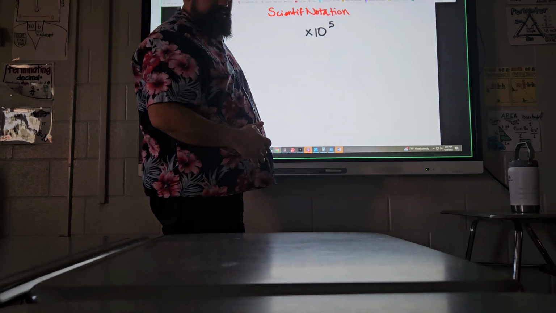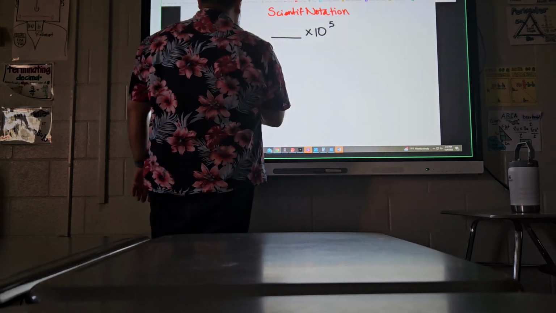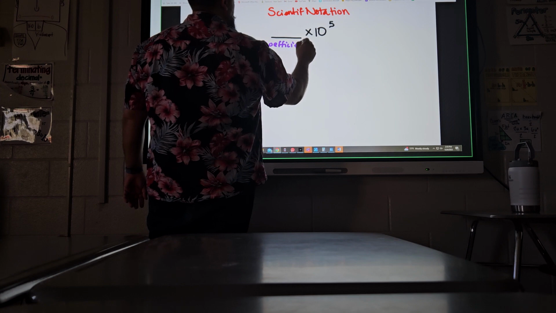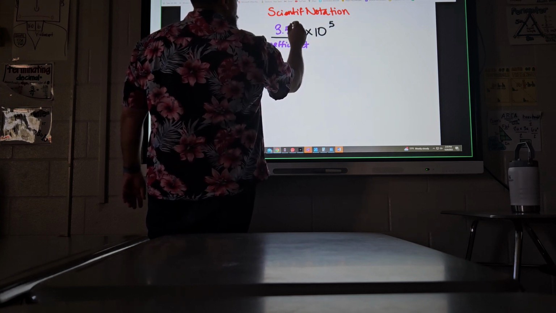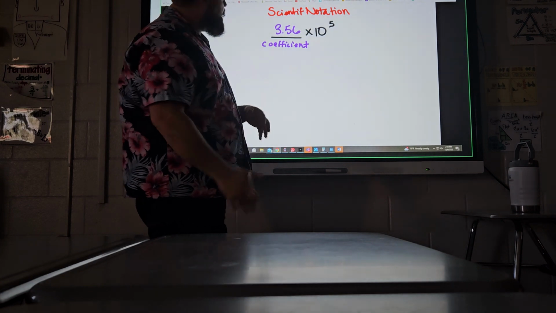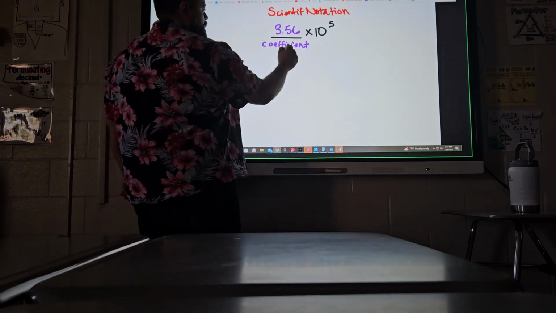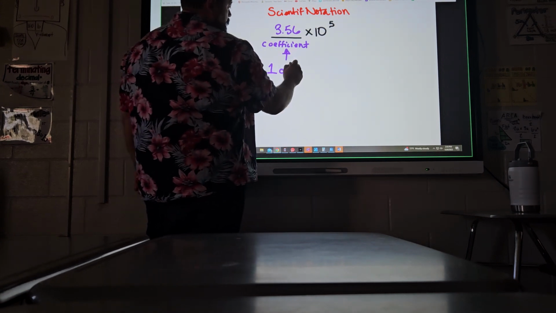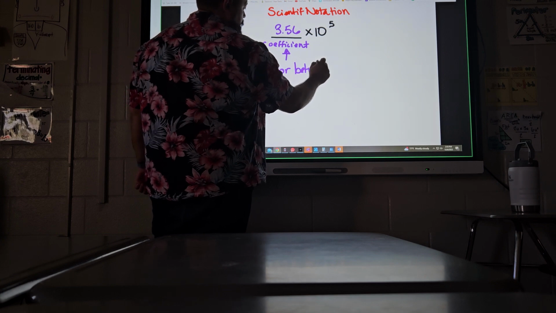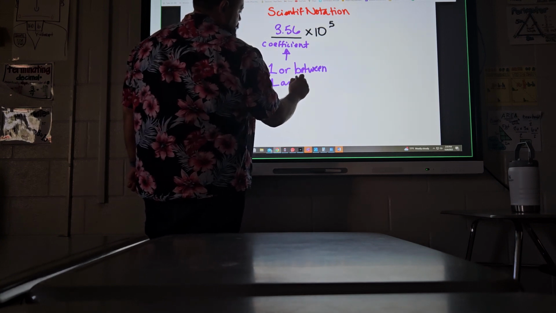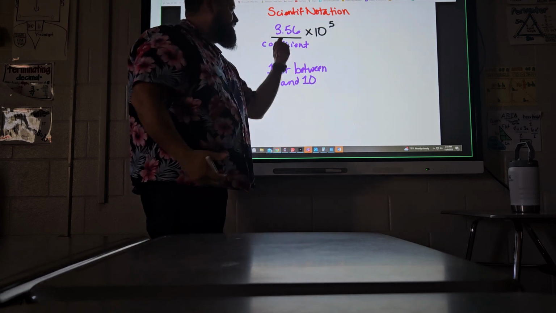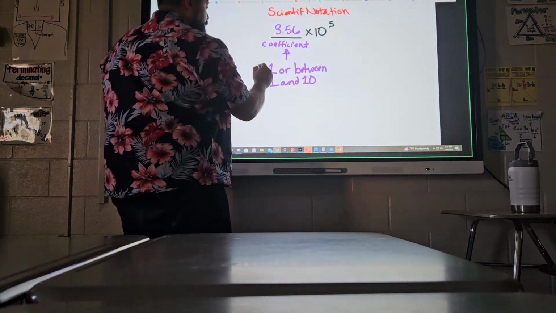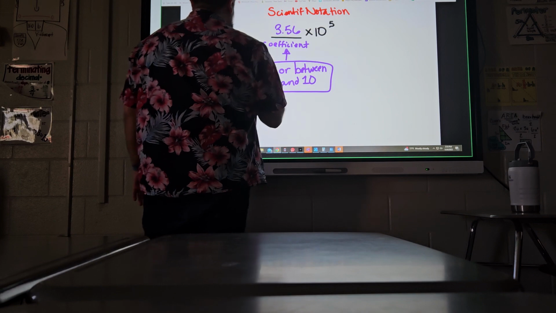Now, something we need to know about this scientific notation is the coefficient. For example, the coefficient is this, 3.56. This has to follow the rule that this number will be a 1 or it will be between 1 and 10. And as you can see, that falls between 1 and 10. So this is written in scientific notation, and it's all because of this rule.